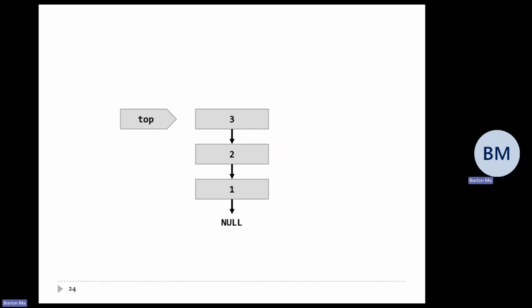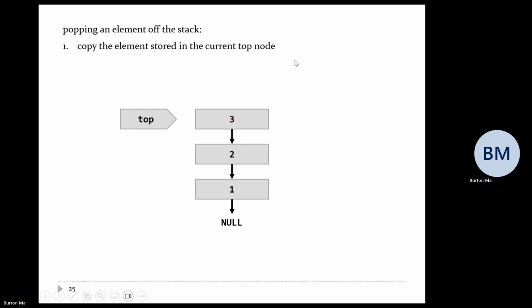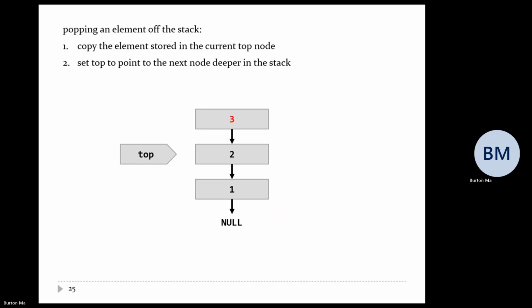To pop an element off the stack, I've got a pointer to the top node. Oops, sorry. I want to remember what that value is, because I want to return this 3 back to the caller. So I'm going to remember what the 3 is. I'm going to adjust this pointer so that it points at the next node. Now how do I get to the next node? Well, this node has a link or a pointer to the next node. So I'm going to ask this node for its next link, and set top to that value.